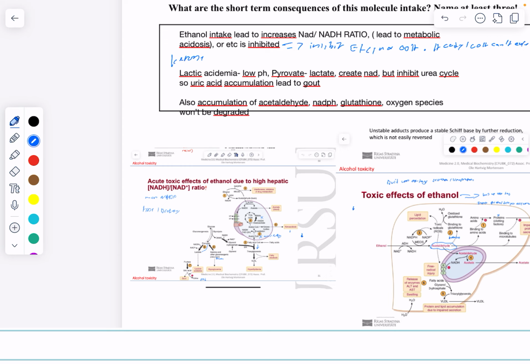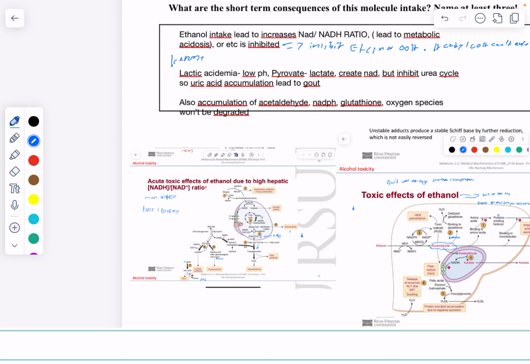And this drop in the pH level and this accumulation of lactate could then interfere with uric acid excretion. So we won't excrete uric acid in the form of urine, which will lead to accumulation of uric acid, which we know would lead to gout. So basically, accumulation of uric acid in the form of crystals in the tendons.